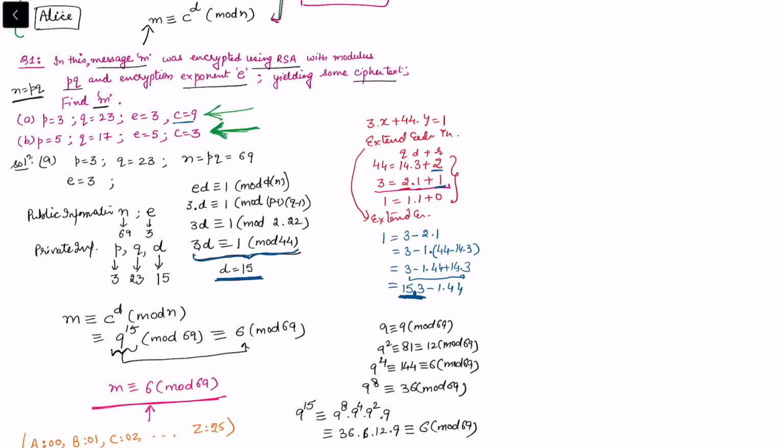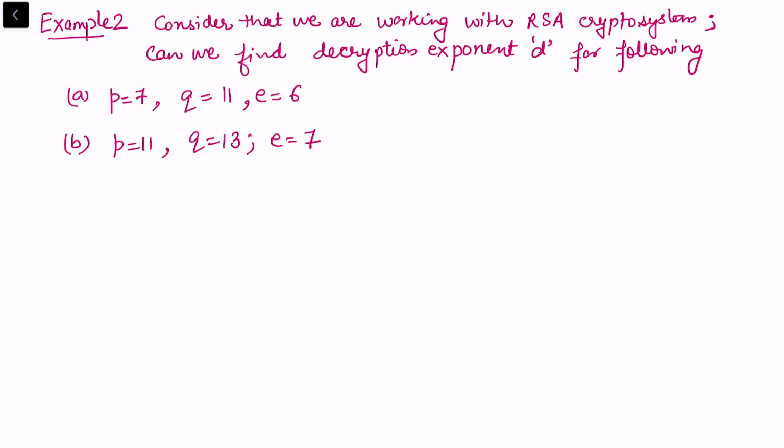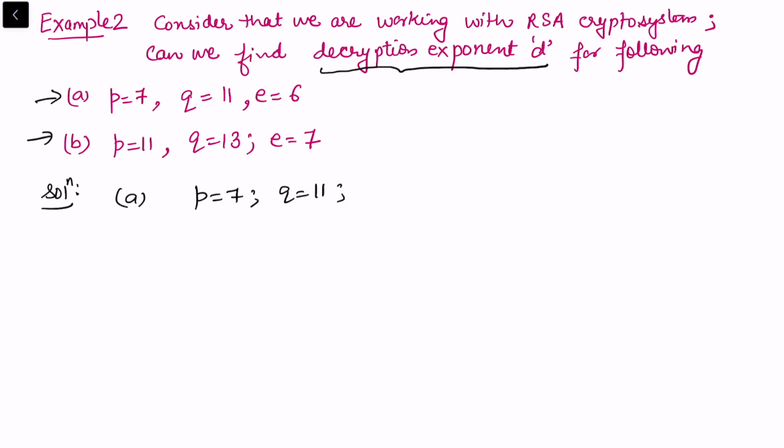Now we'll move to the next question. In this example, we consider that we are working with the RSA cryptosystem, and we just want to verify whether we can find the decryption exponent D for the following A part and B part. For the A part, P is equal to 7, Q is equal to 11, but we notice that E is 6. And here we'll say no, we cannot find the decryption exponent D.